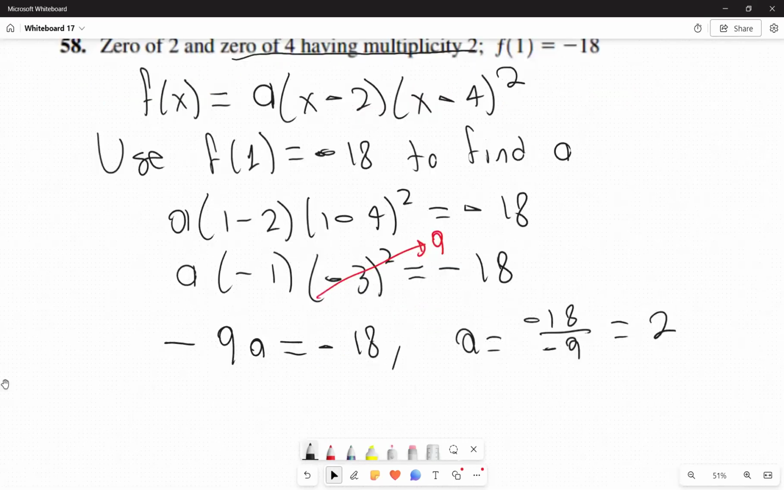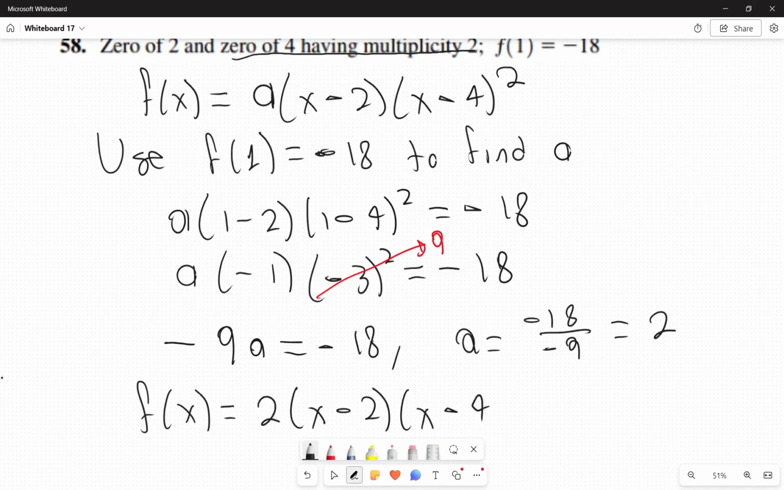Okay, so now we have the polynomial function f of x. It's 2 times x minus 2 times x minus 4 squared. And this answer is already correct. The only problem is that the polynomial is in factor form. And we want a polynomial in standard form. That is, we don't want any factors.